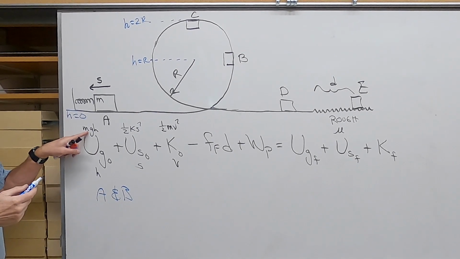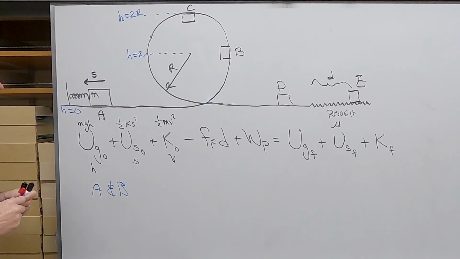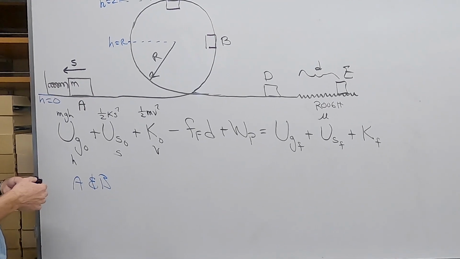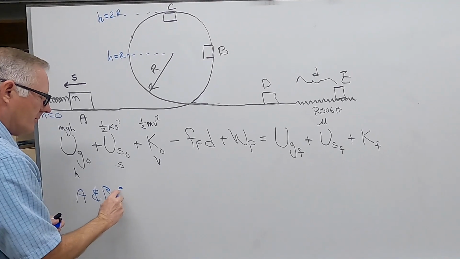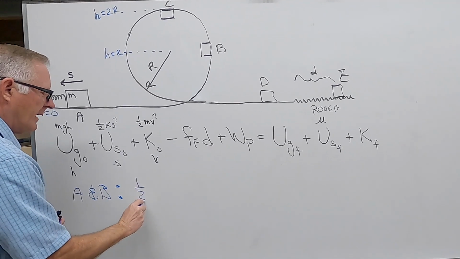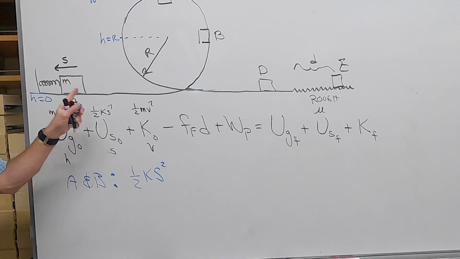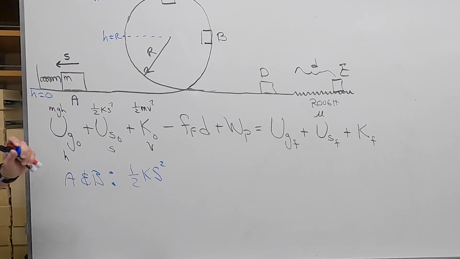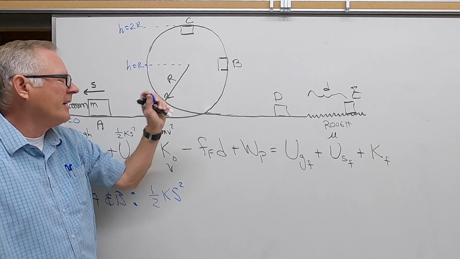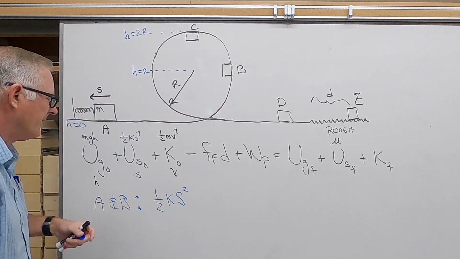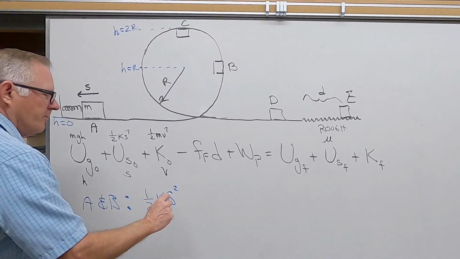So there's no potential here. We do have spring energy, so we're compressed s, so the spring has 1/2 ks squared. It's not moving there, so the kinetic is 0 right there. We have no friction between here and here, and there's no hand force between here and here. So this is the entire left side of the equation.